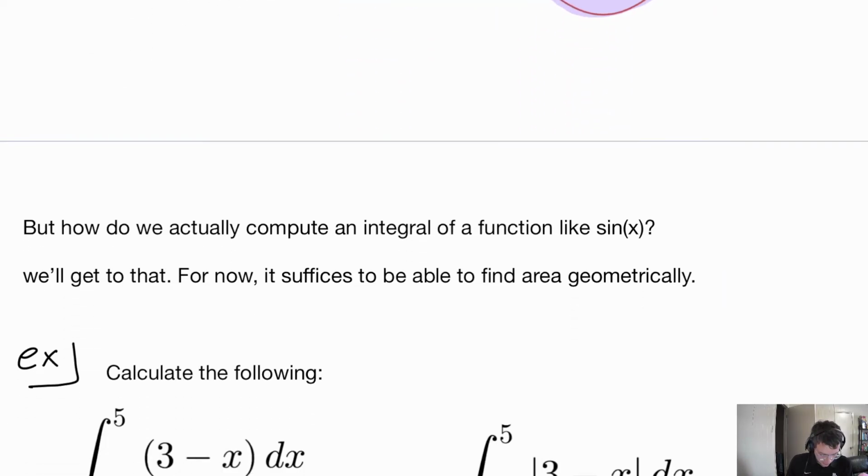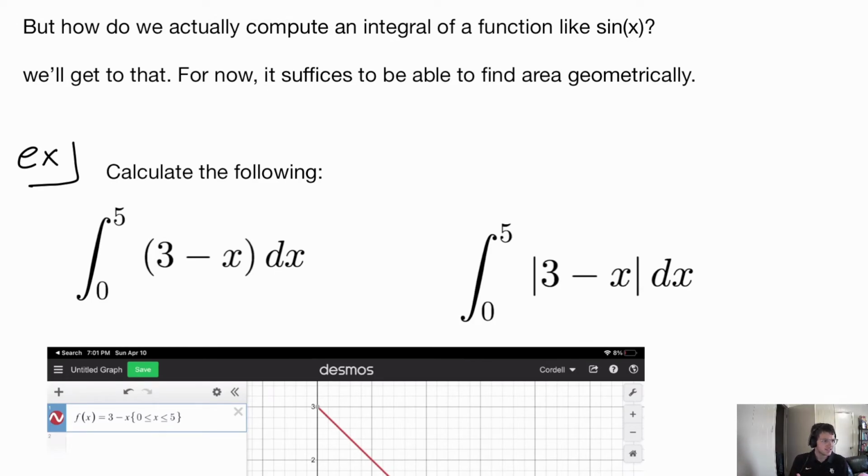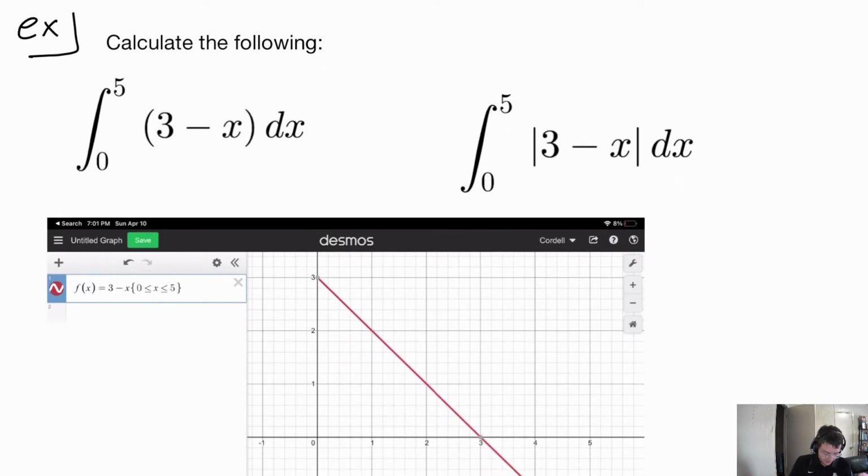I've got a couple more ideas. How do we actually compute integrals of functions like sine x? We'll get to that because, believe me, we don't compute it by taking finer partitions. We compute it with antiderivatives. We'll talk more about that on Wednesday. For now, it suffices to find area geometrically. What do I mean by that?